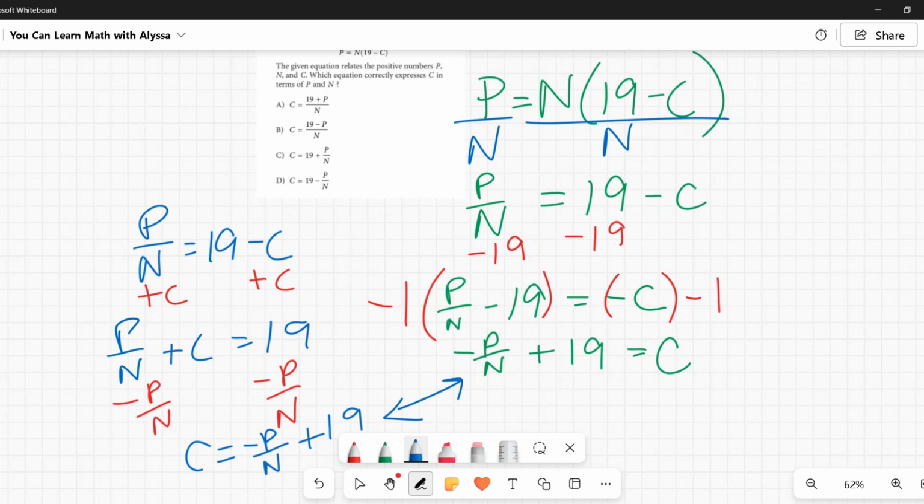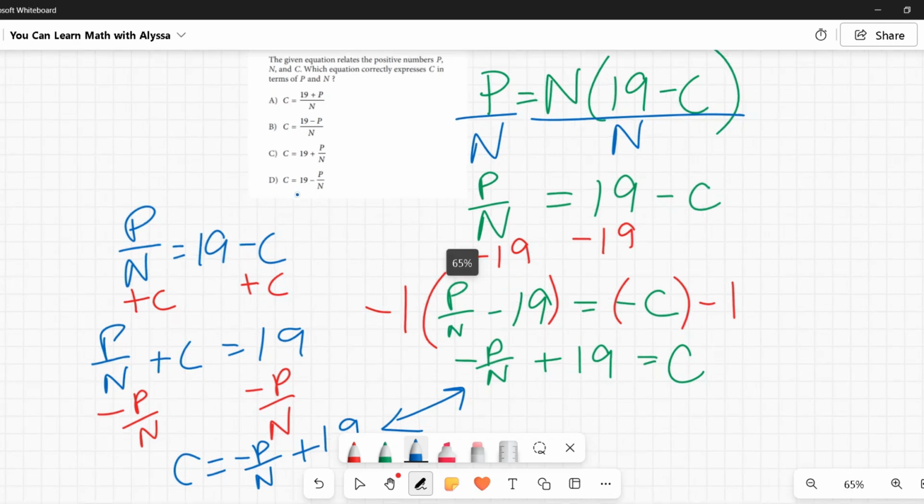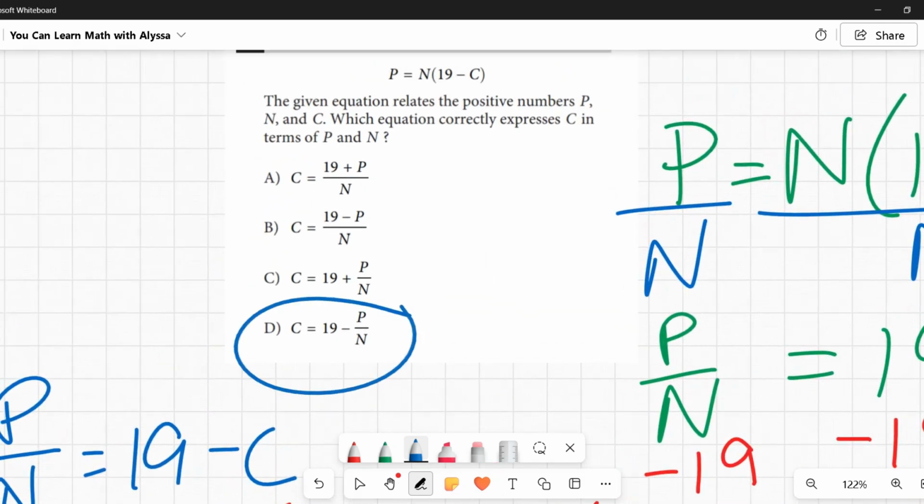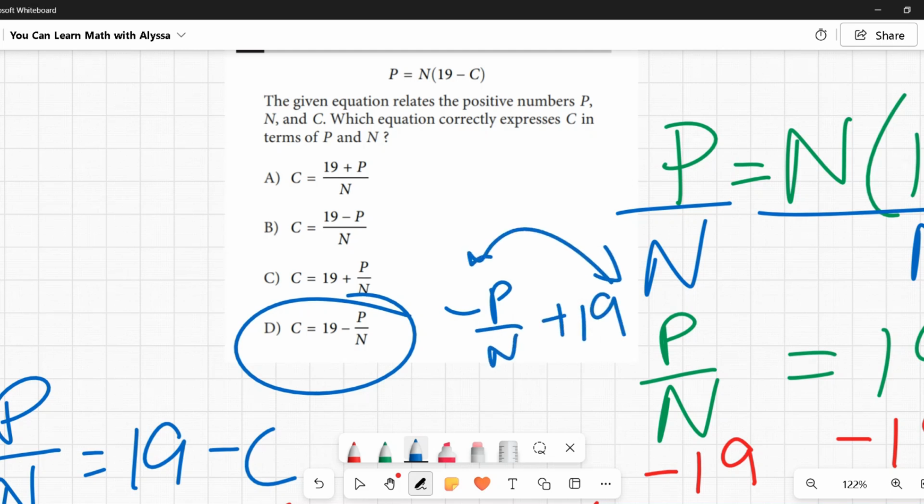As long as you're careful with moving things around, you're going to get the same answer regardless. So you get a positive 19 and a negative p over n, or negative p over n plus 19. And as we look up at the top of my answers, this is the one that they're wanting, because I had it written as negative p over n plus 19. You can reorder those. It's totally fine, and get 19 plus a negative p over n, or in other words, 19 minus p over n, and that is D.